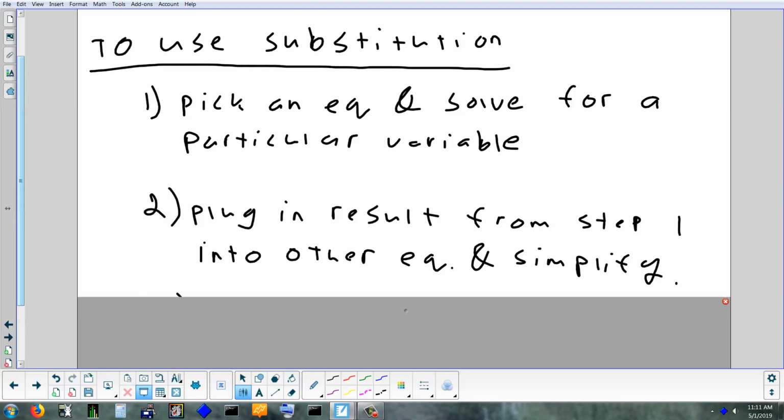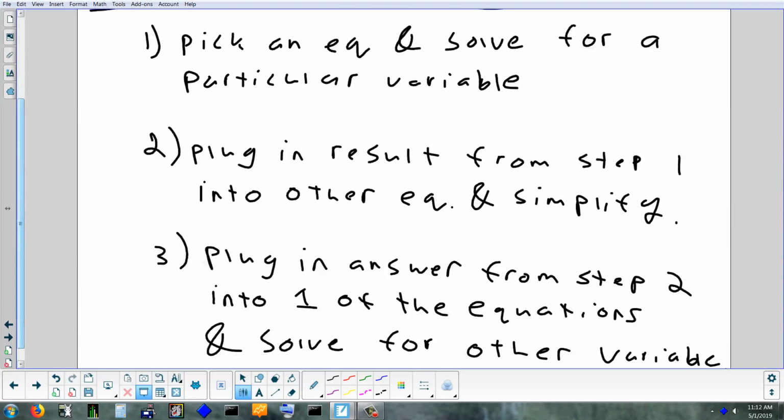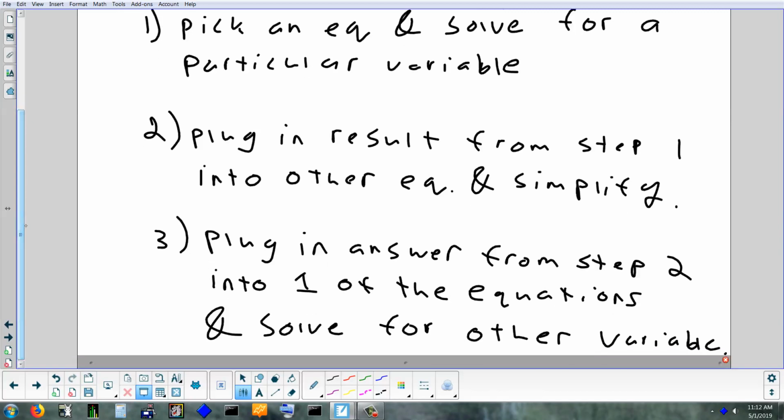So after step 2, you know your first answer, then you're going to plug that answer back in and get the other answer. Now, I will plug the answer from step 2 into one of the original equations. It doesn't matter which one. If you've done everything correct, you can pick either equation and you'll get the same answer. If you plug it into one equation and get an answer, and then plug it into another equation and get a different answer, then you did something wrong.